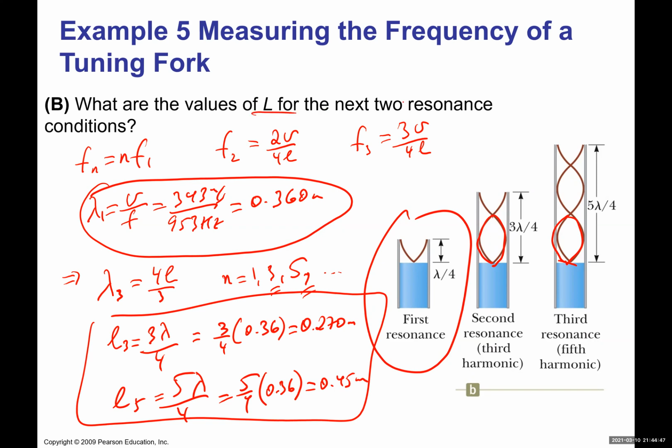That means we start with 0.36, then 0.27, 0.45, and so on and so forth. That's basically 0.27 below this level over here. Relative to the top of the tube, you go down 0.27, you have one resonance; 0.45, you have another one, and so on and so forth.